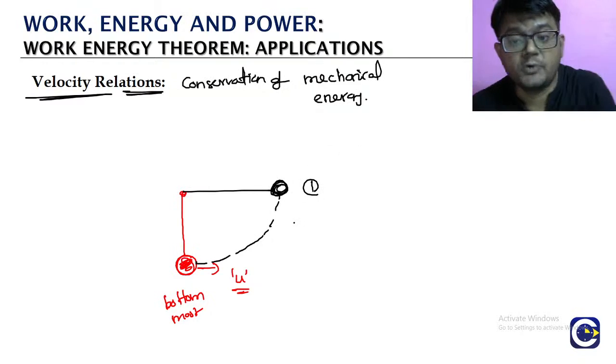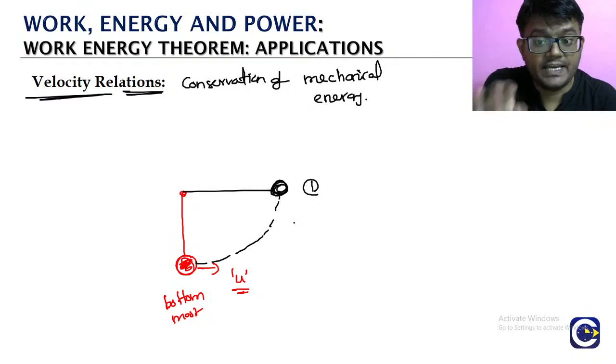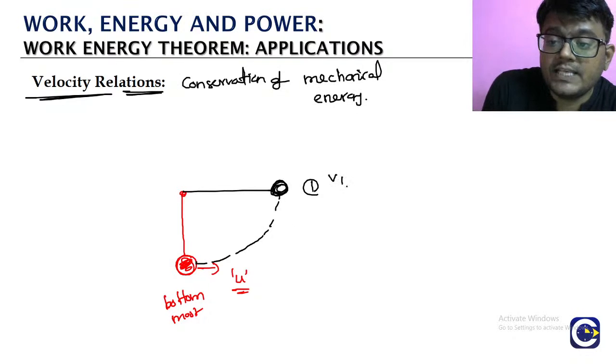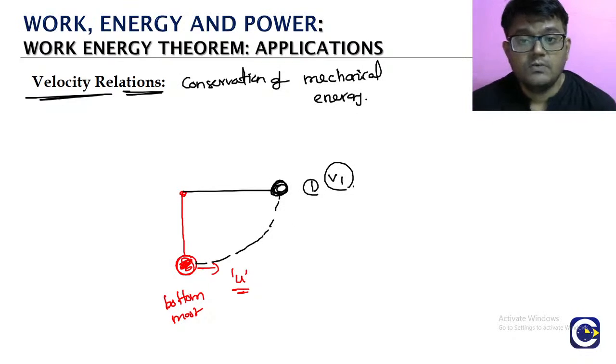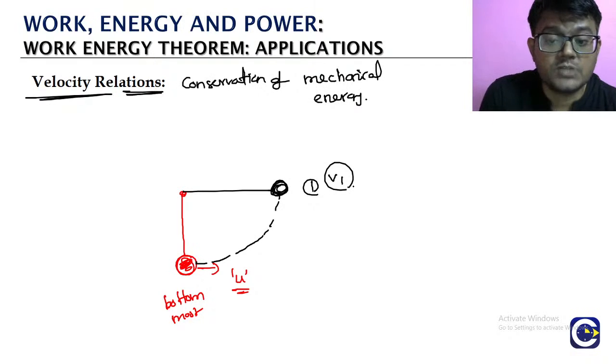This is another important point. We will take it as point 1. So point 1 is where the rope becomes horizontal. Let us call the velocity here V1. So we will try to find what V1 is in terms of u.